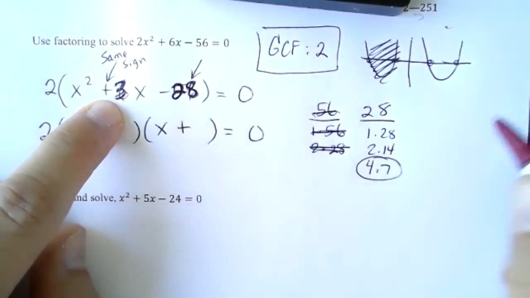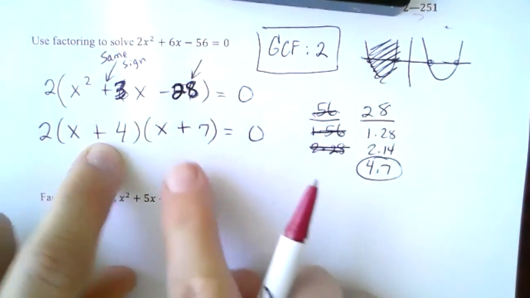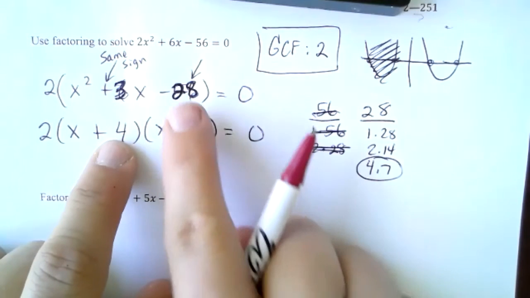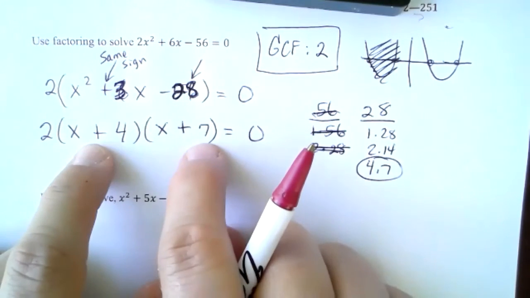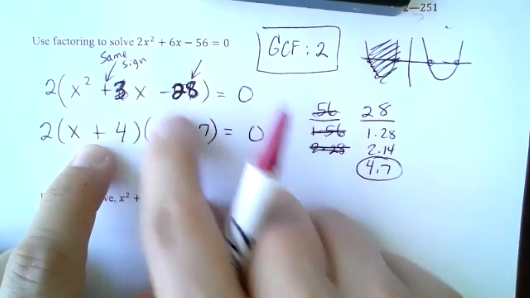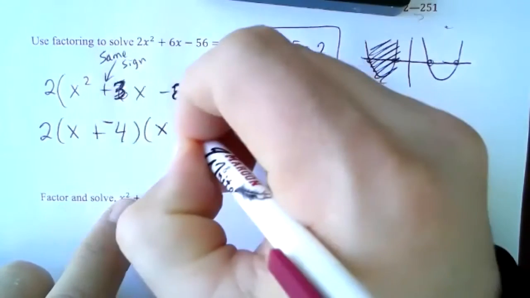All right, so I'm going to circle that. I'm going to put 4 here and I'm going to put 7 here. But if you just put 4 and 7 here, you're not going to come out with a negative 28 when you multiply these together. You remember they're supposed to have the same sign, and they do, but they're supposed to have the same sign, which is negative, okay?